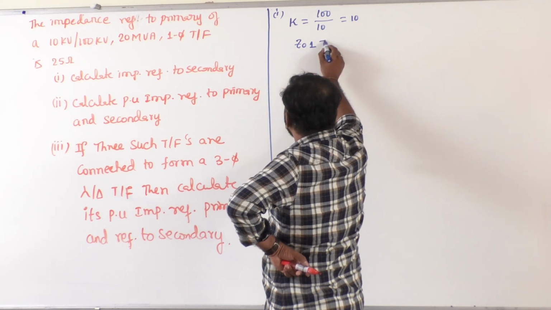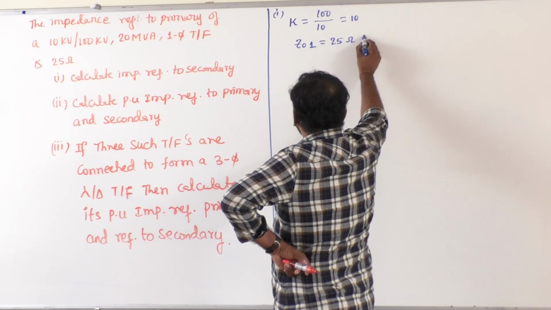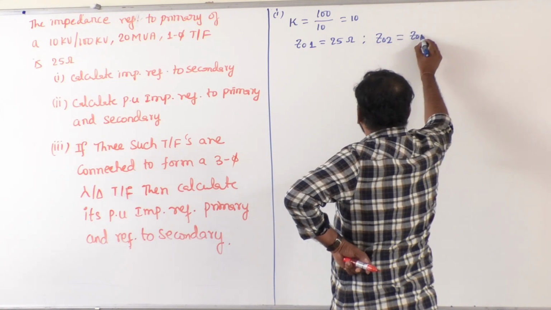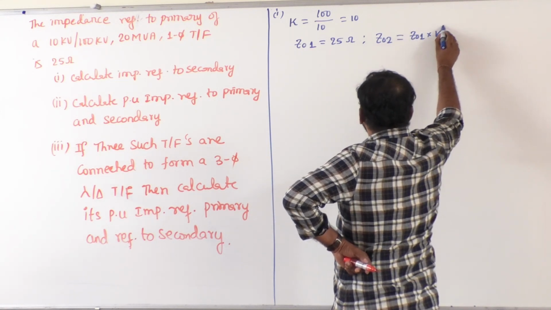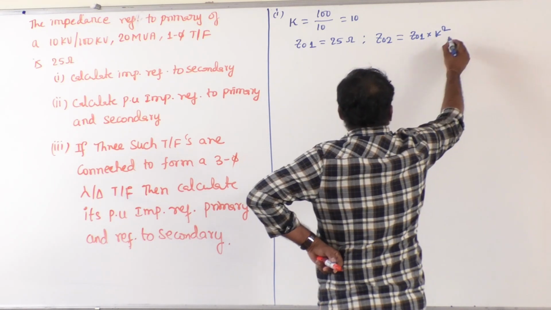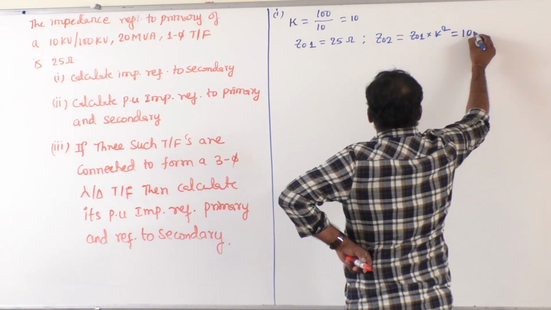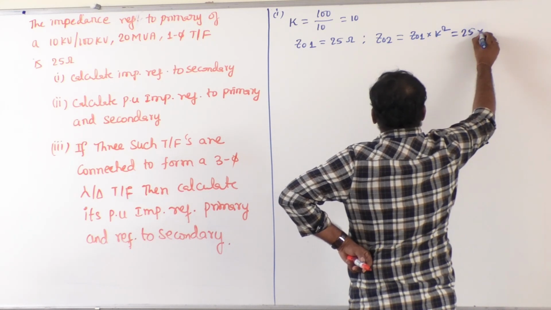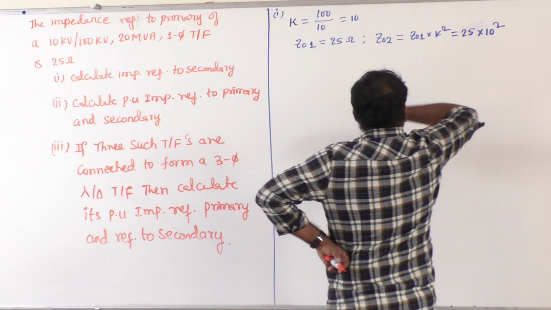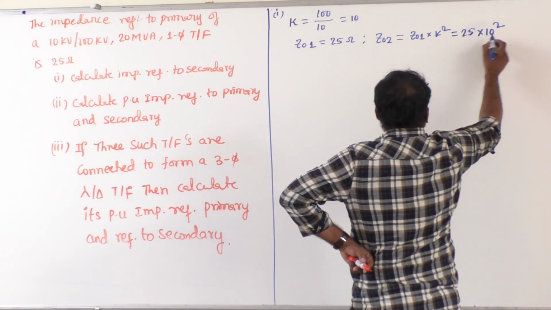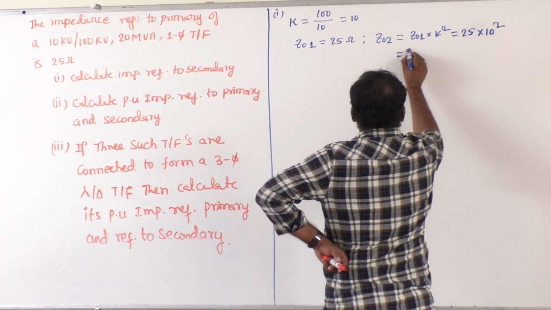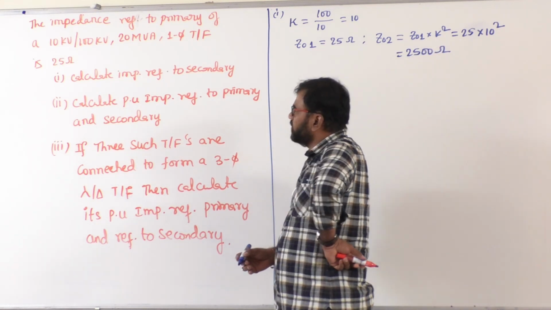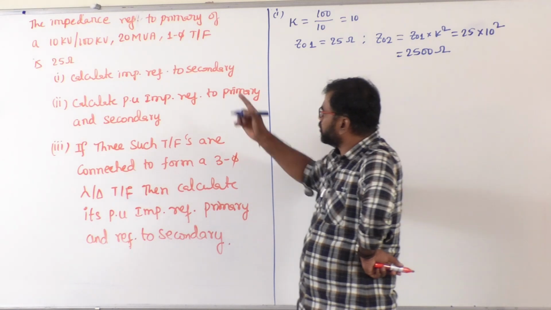Impedance referred to primary is what? 25 ohms. Now if that is the case, what is the impedance referred to secondary? Z02 is Z01 into K square. Z01 is 25, and K square means what? 10 square, so 100. That means 2500 ohms. So Z02 is 2500 ohms. Clear? So that is the answer for the first question.